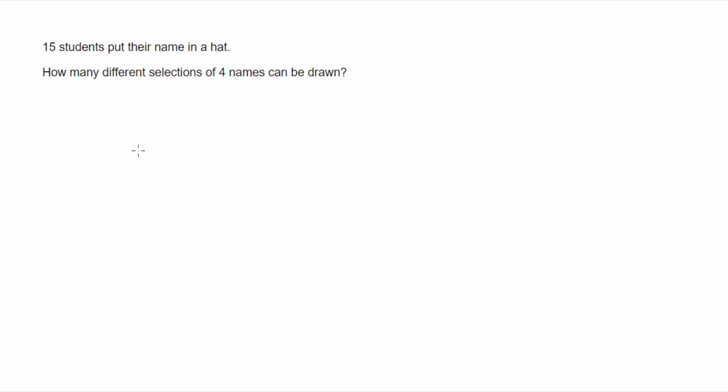So if we think about it, we're going to draw out 4 names, and sometimes drawing an image can help us. So if I draw this out and I think about the number of people that I can represent my name. So this is name 1, this is name 2, this is name 3, and this is name 4. And I want to think about the number of people I can get for each name. If I think I've got my hat, I draw out my first name, I've got 15 options for who that name could be.